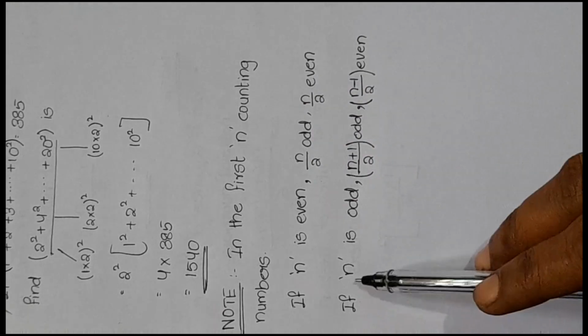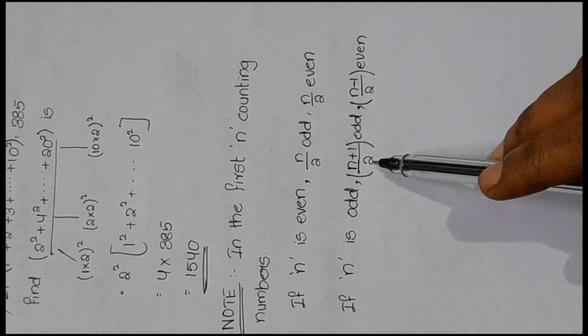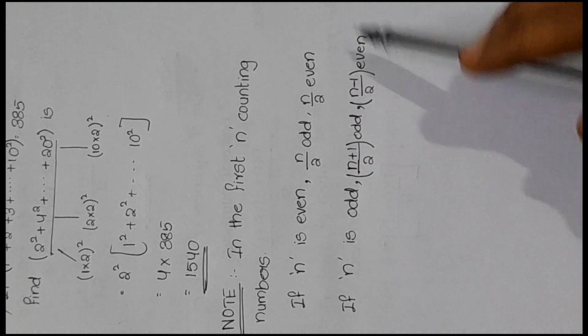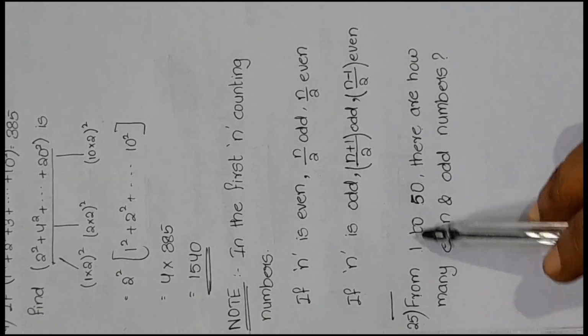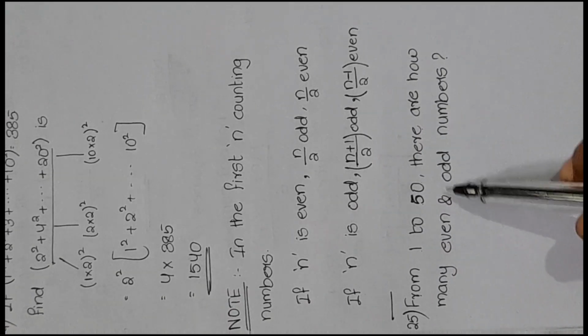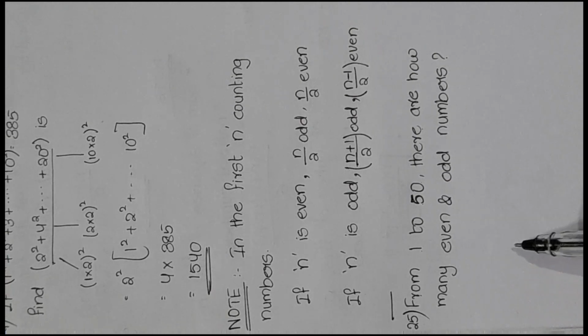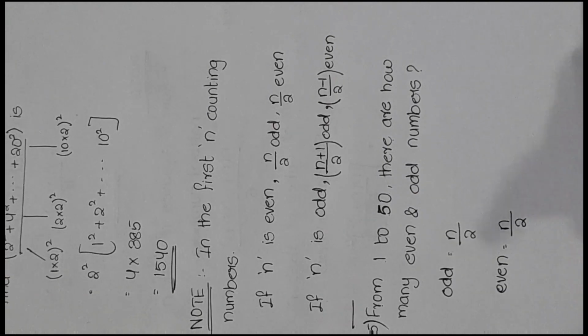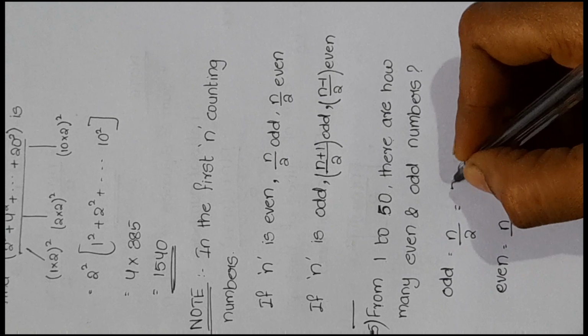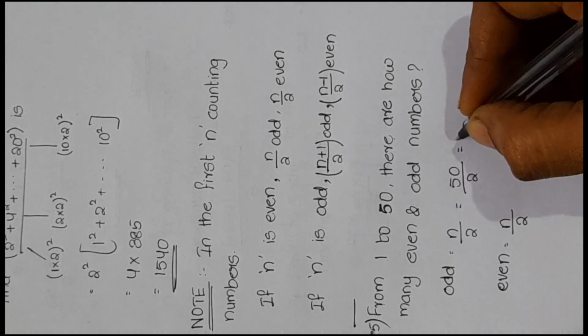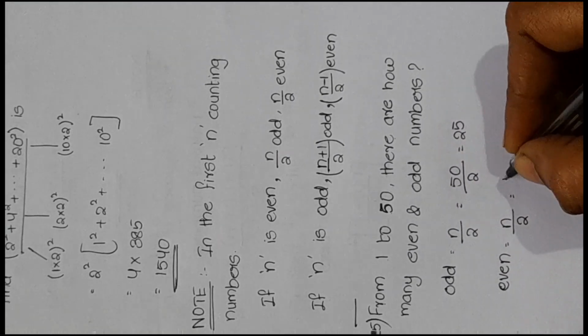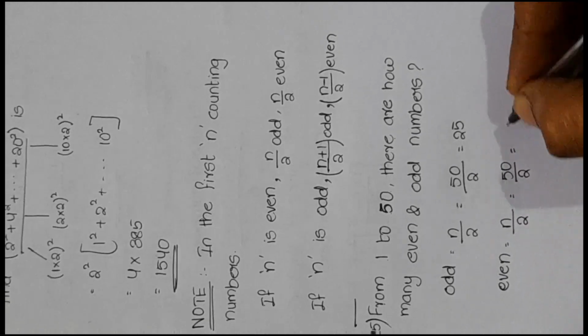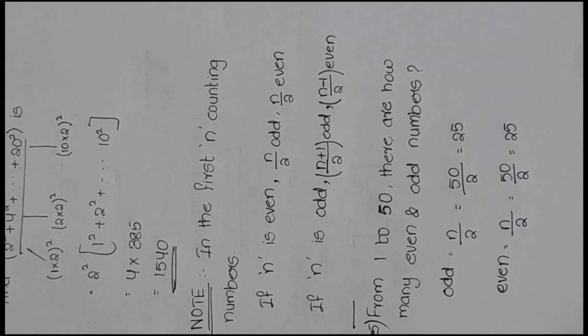In the first n counting numbers, if n is even, there are n by 2 odd numbers and n by 2 even numbers. If n is odd, then there are n plus 1 by 2 odd numbers and n minus 1 by 2 even numbers. Question number 25. From 1 to 50, there are how many even and odd numbers? From the above formula, there are n by 2 even numbers and n by 2 odd numbers. The odd numbers is n by 2, which is equal to 50 by 2, which is equal to 25. Even numbers is also 50 by 2. That is 25 odd numbers and 25 even numbers are there.